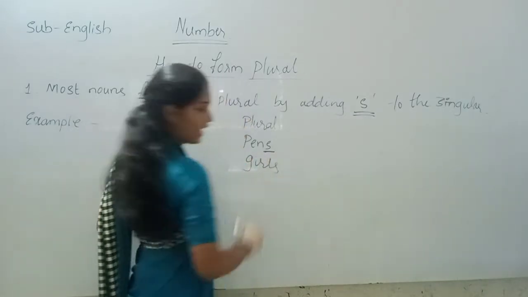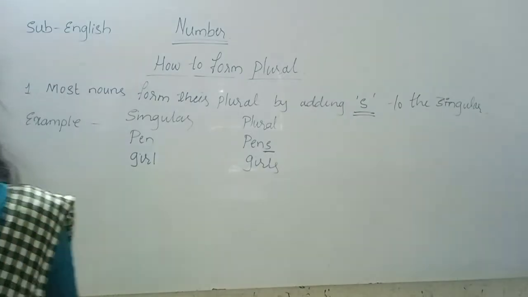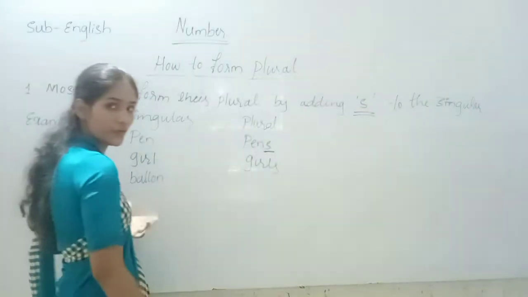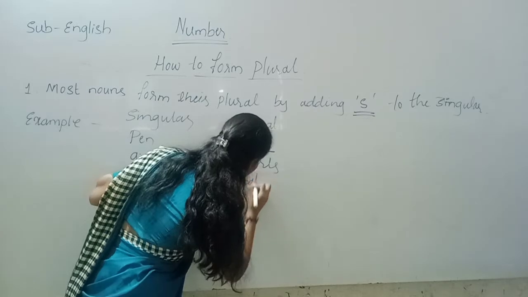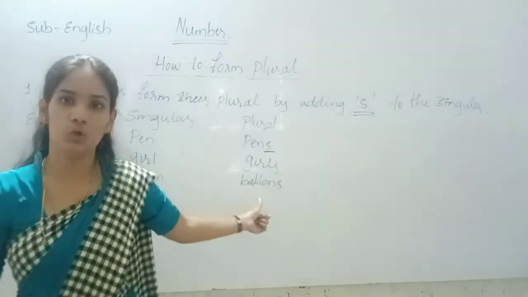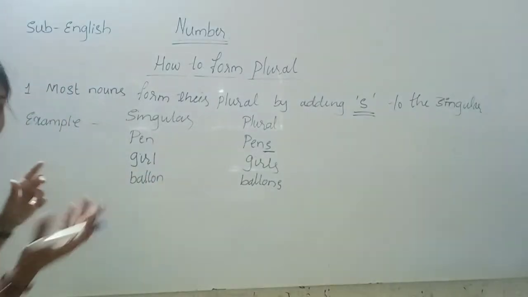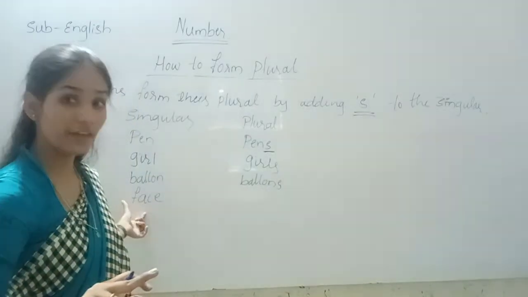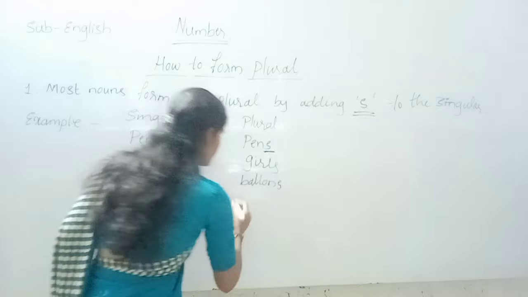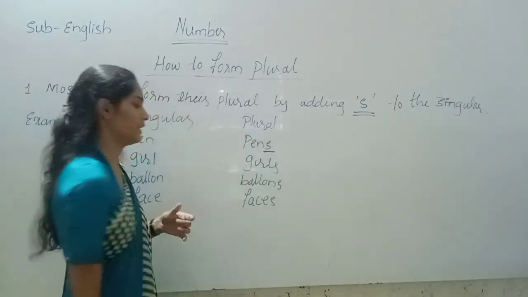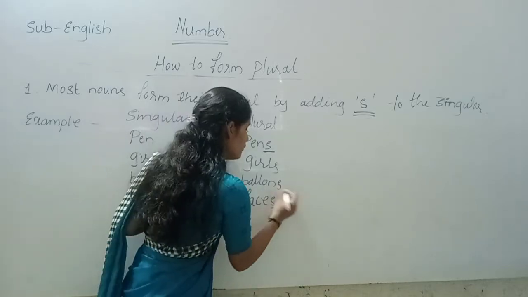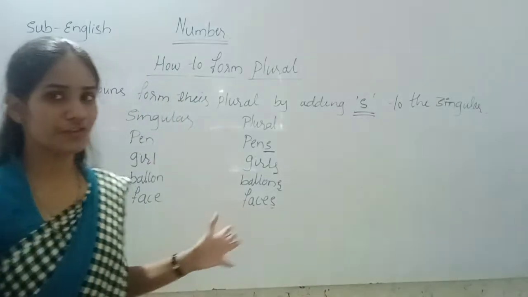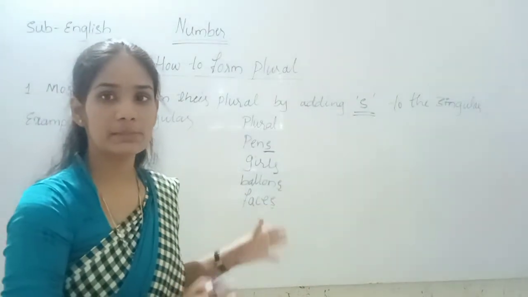Girls. Balloons. Balloon is a singular word. To form the plural we add s, balloons. Face, one face. If it is only one, then we use face. For more than one, we have to use the plural form. What is the plural form of face? Faces. Here to make the plural we added s to the singular word. Most of the words like this form plural words by adding s.